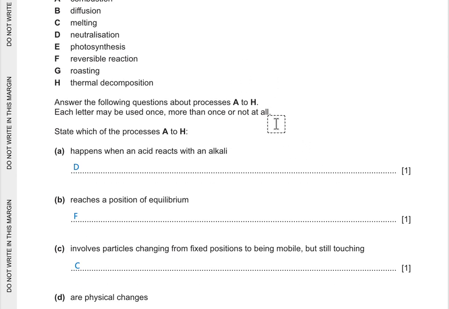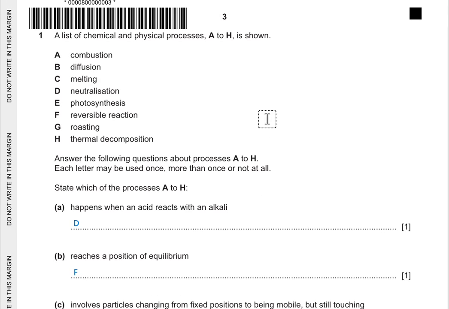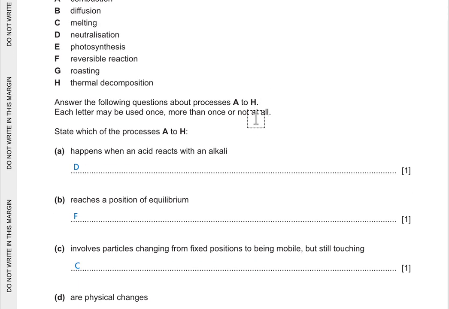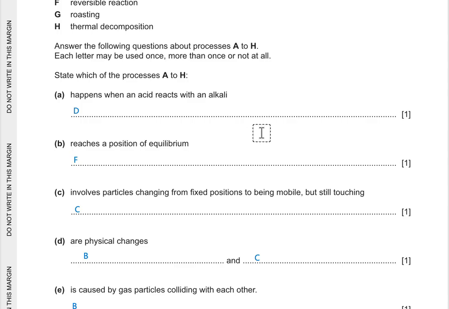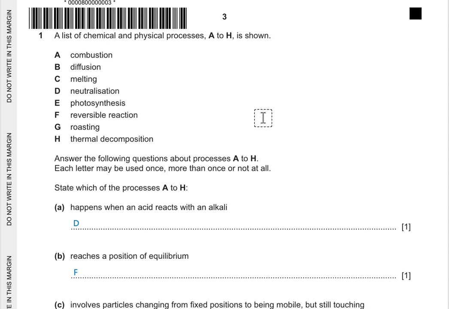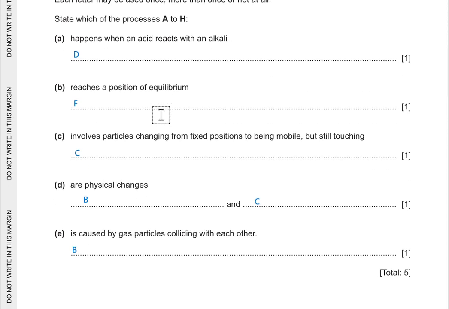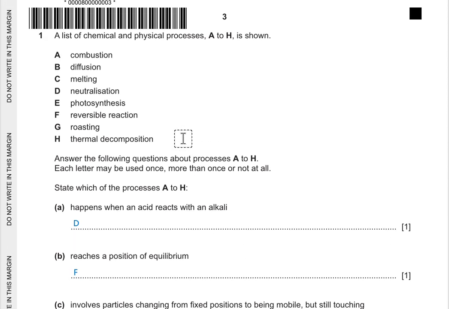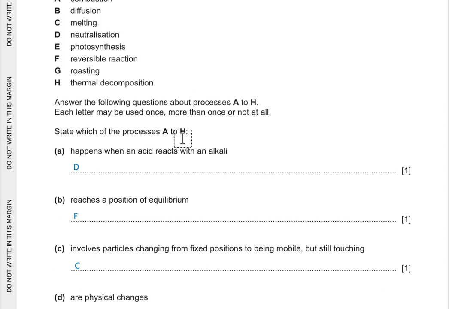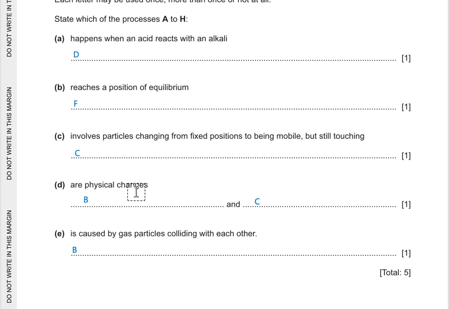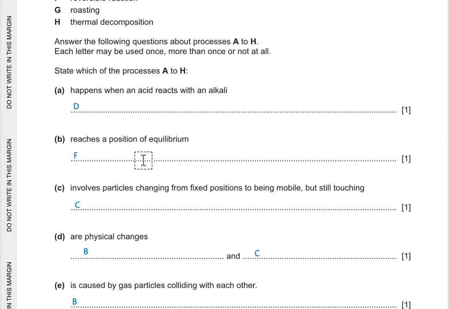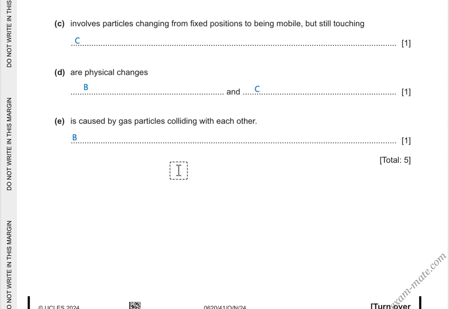B reaches a position of equilibrium. That is going to be reversible reaction. C involves particles changing from fixed positions to being mobile but still touching. That is not really diffusion, it is melting. D are physical changes. B and C count. E is caused by gas particles colliding with each other. That is going to be diffusion.